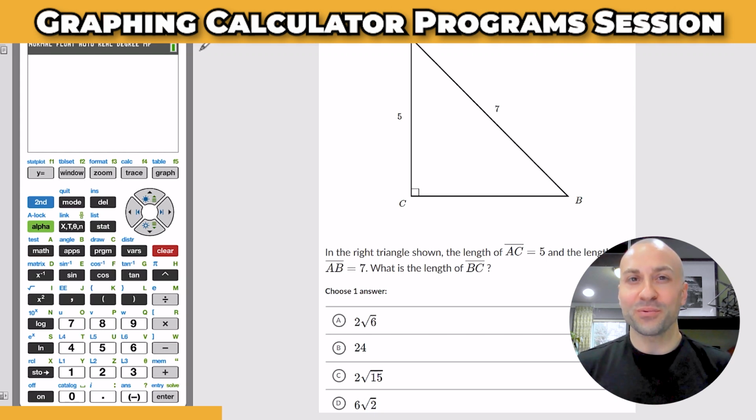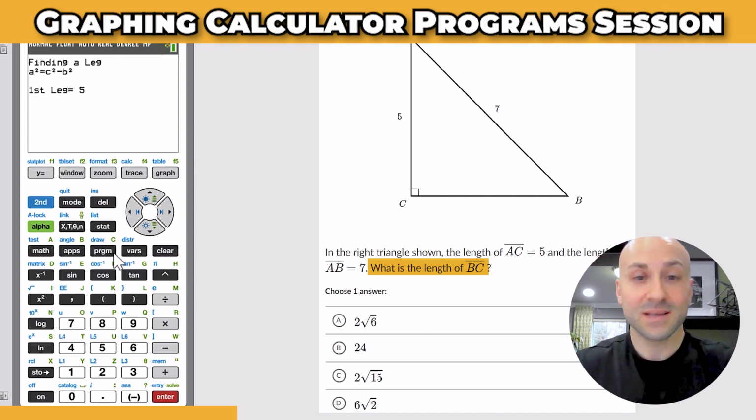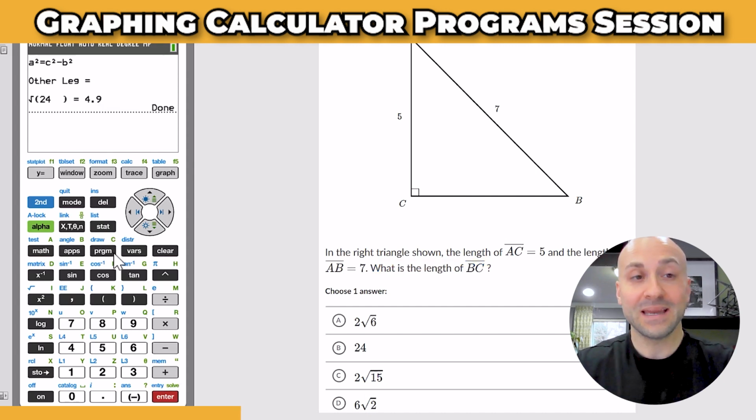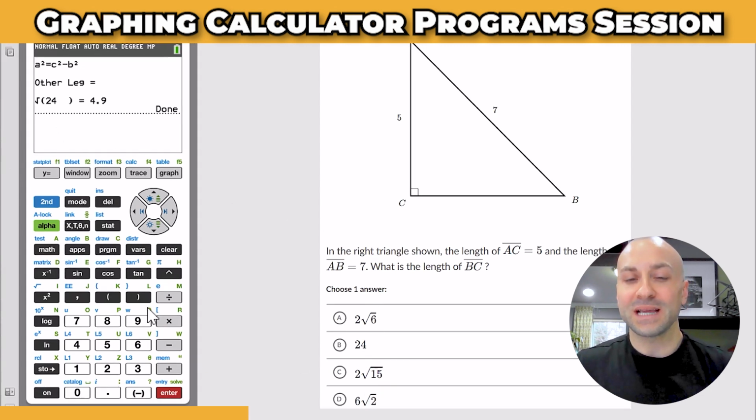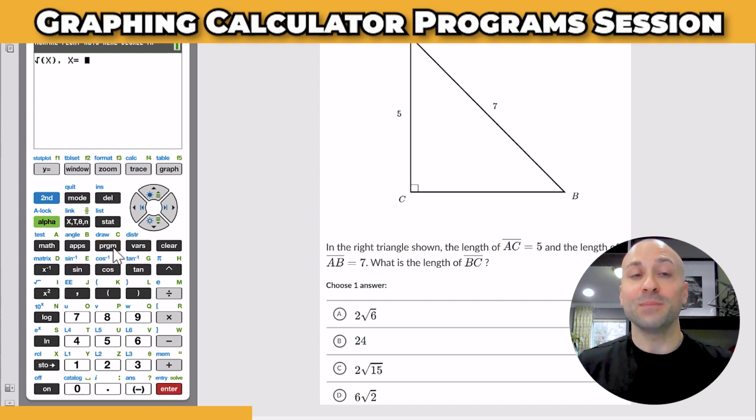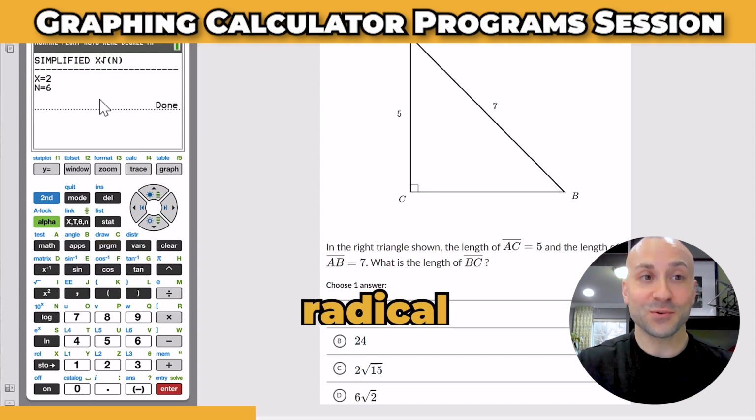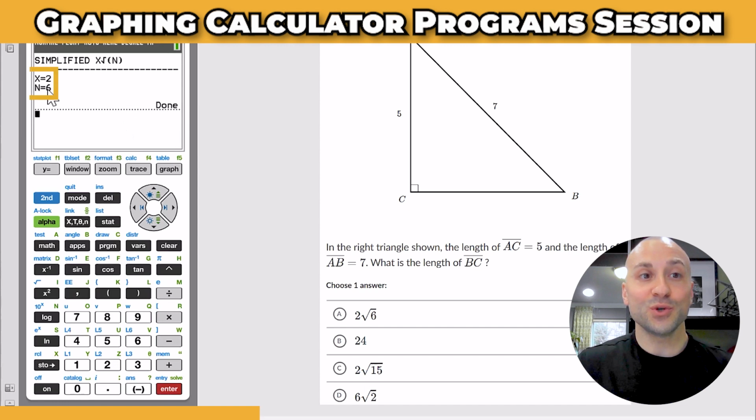So let me quickly go through several examples of some of the programs that we have available. In this scenario here, we know that we're missing a leg of a right triangle. So in a question like this, I can go ahead and input the leg and hypotenuse and get my missing leg is root 24. None of the options actually say root 24, but in my program Radical, I can take that 24 and it turns it into 2 root 6, making the correct answer A.